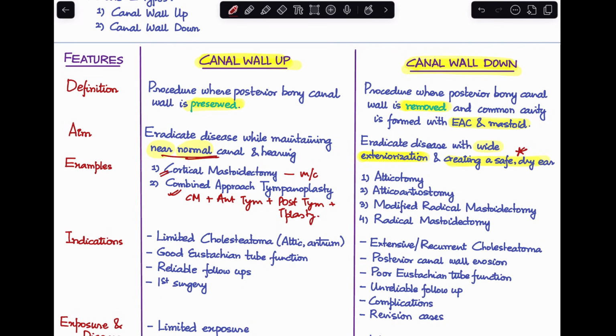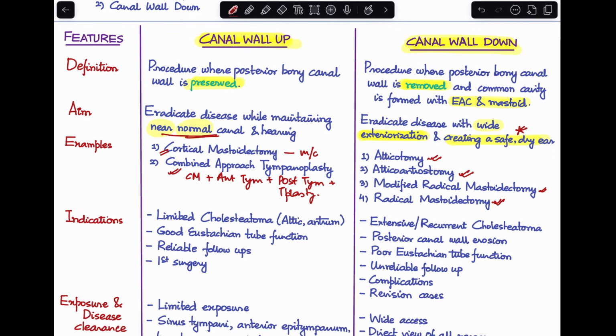Now, looking at the canal wall down procedures, we have atticotomy, we have atticoantrostomy, then we have a modified radical mastoidectomy, and a radical mastoidectomy, which is the most radical surgery in terms of mastoid. So, these are all the surgeries that you should be knowing about, and what are the steps of them, what are the indications and contraindications. I'll be talking about each one of them separately in separate videos. For now, let's continue with the differences between canal wall up and canal wall down procedures.